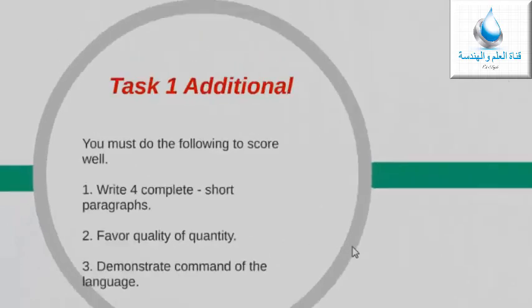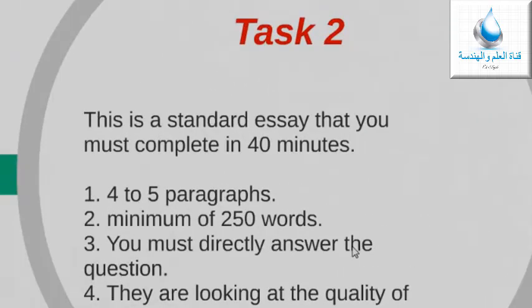Now with Task 2, this is a standard essay that you must complete in 40 minutes. You should do 4 to 5 paragraphs. Most of the time you just need 4 paragraphs, with a minimum of 250 words. Directly answer the question. So many students don't know how to do that. Directly answer the question. And it's about the quality of your writing: your sentence variety, your synonym language and academic vocabulary, your coherence and cohesion.